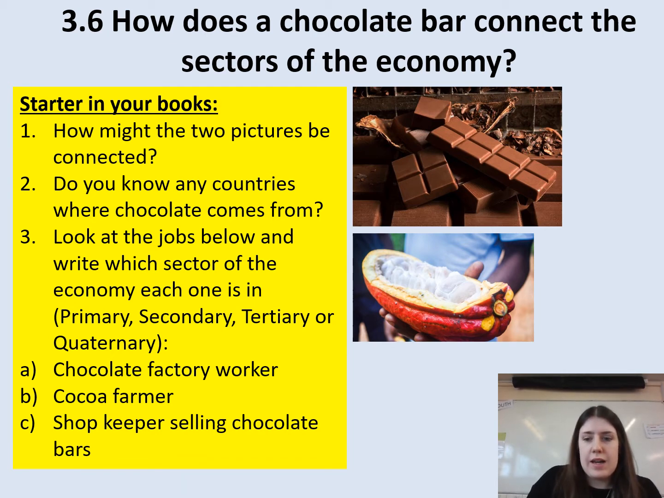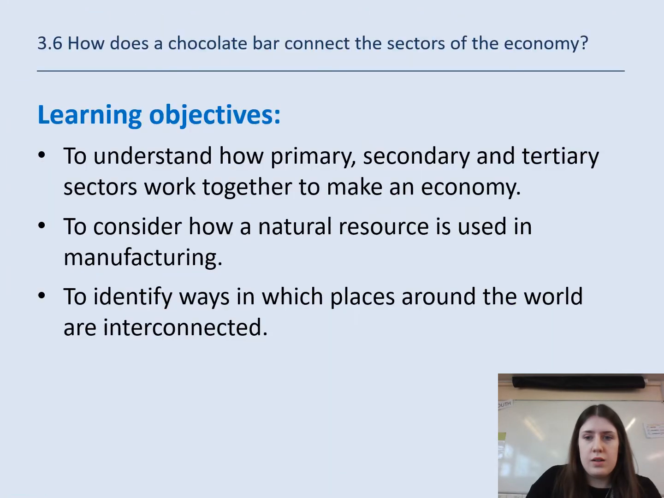Going on to the next slide. So we're just going to be looking at how the primary, secondary, tertiary sectors work together, and looking at natural resources and their use in manufacturing. Next slide.